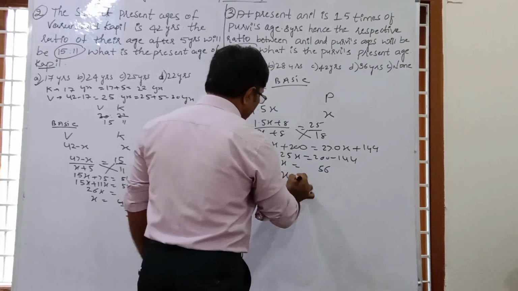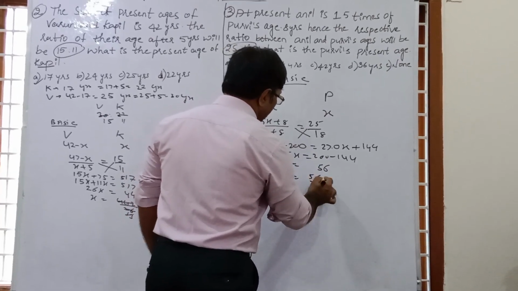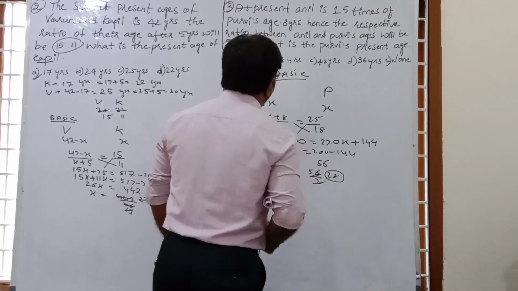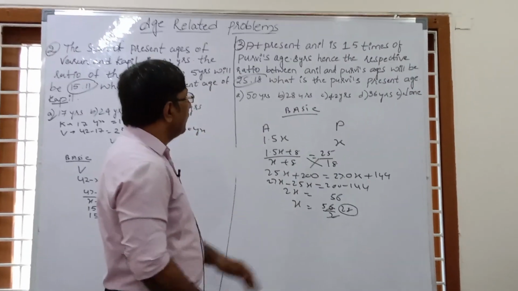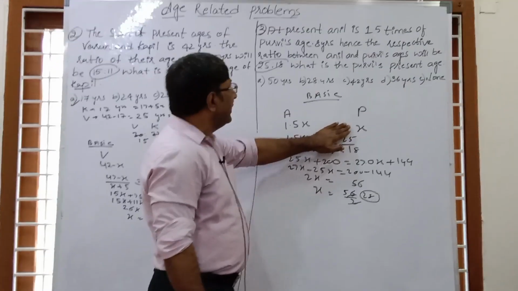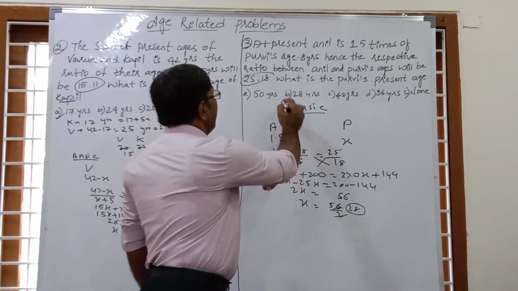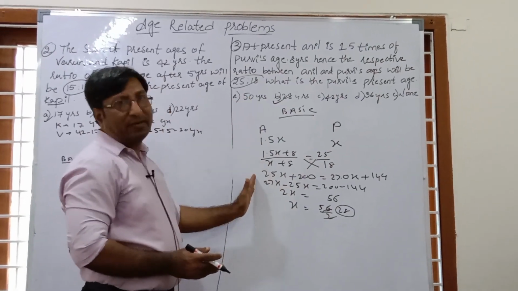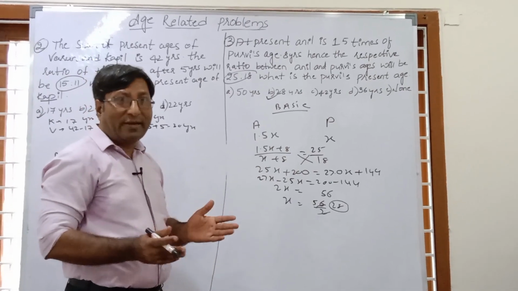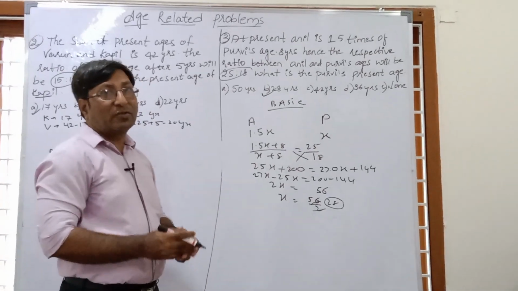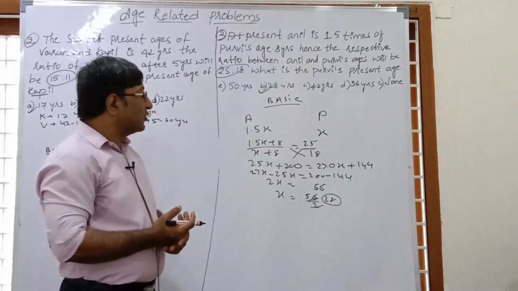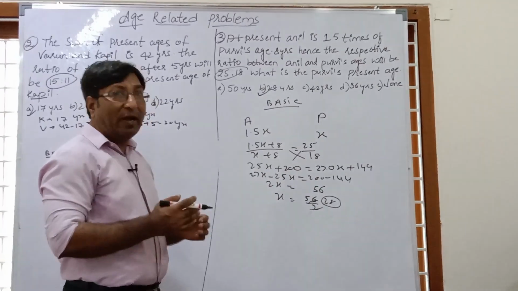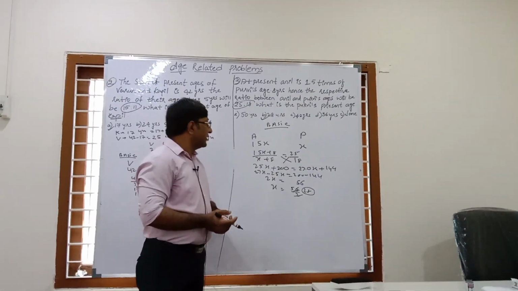So x is equal to what? 56 by 2, that is 28. So x is what? 28. So Purvi's present age is 28. So our correct answer is B. So in this way we can solve this question by the basic method. But you have to practice the option method, because the option method saves time. So the option method is important, but you have to practice it.